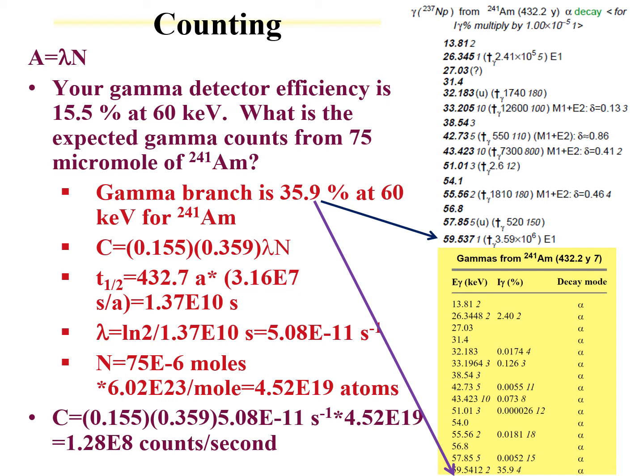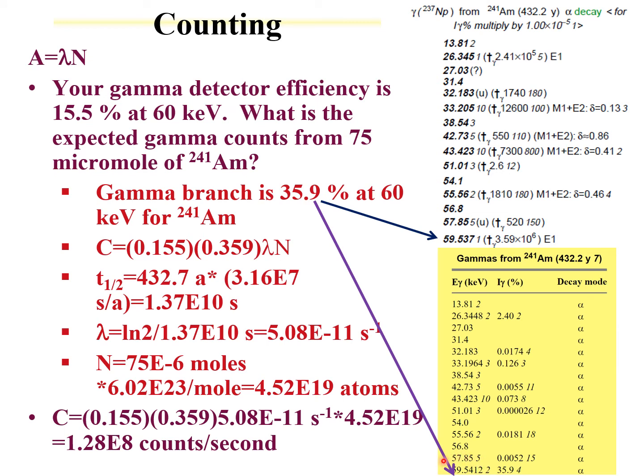The gamma efficiency data shown here is from the Table of the Isotopes and the Lund University site. These data sets include information not only on gamma decay, but other decay routes, and we will describe these data sets in more detail later in the course. The gamma branch at 60 keV, so 59 right over here, I multiply it by 1 times 10 to the minus 5. This is 3.56 times 10 to the 6, so it's 35.9% is my gamma branch.